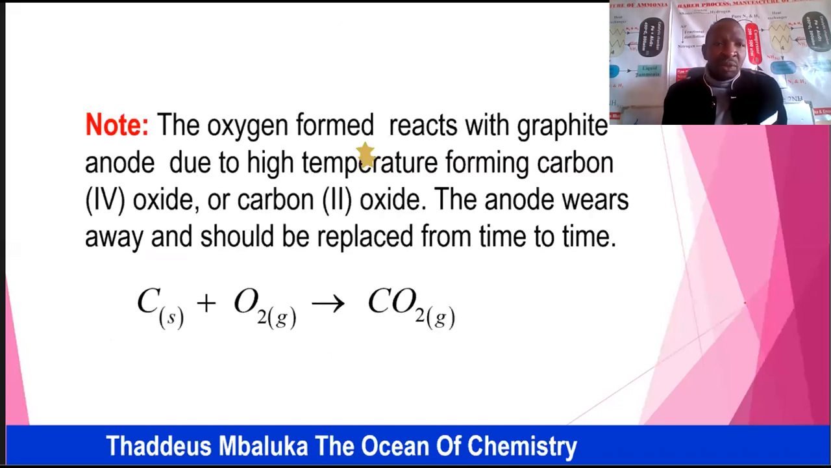The oxygen formed reacts with the graphite anode due to high temperatures, forming carbon 4 oxide or carbon 2 oxide. The anode wears away and should be replaced from time to time. So you can be able to get that. We also talked about it, and you can screenshot. That's something that we had explained in the diagram.